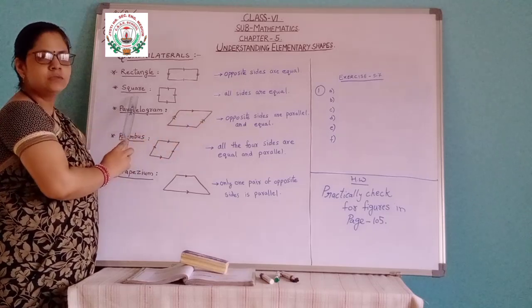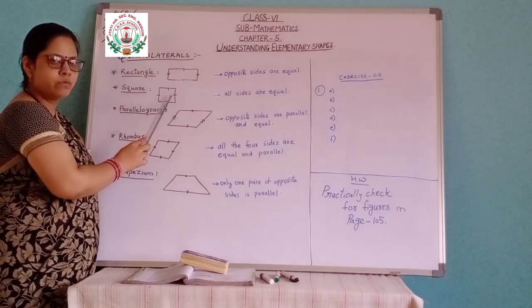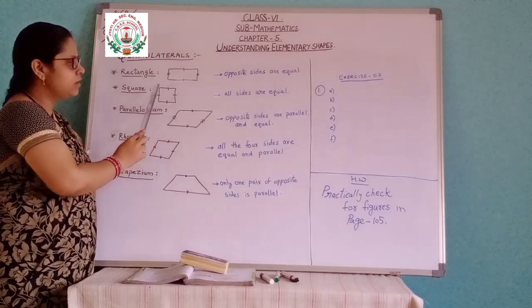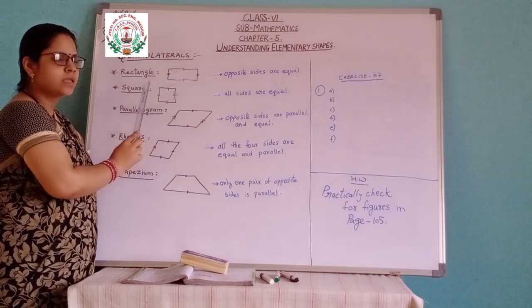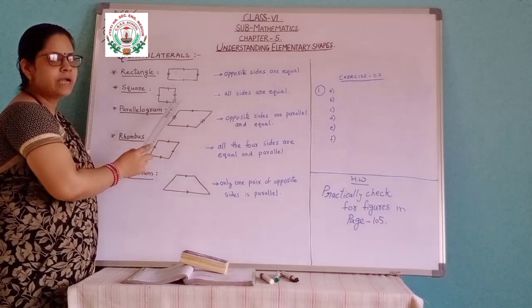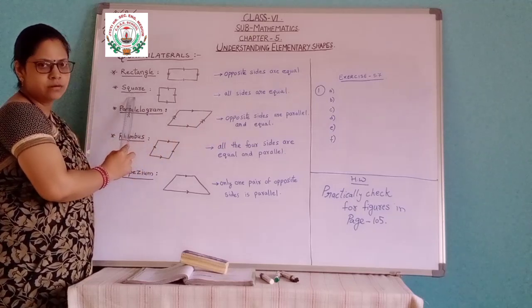Now the next special quadrilateral is the square. This is the figure of a square, everyone knows. Now the single line marking is given on all four sides. That means all the sides are equal. When all four sides are equal in a quadrilateral, it is called a square.